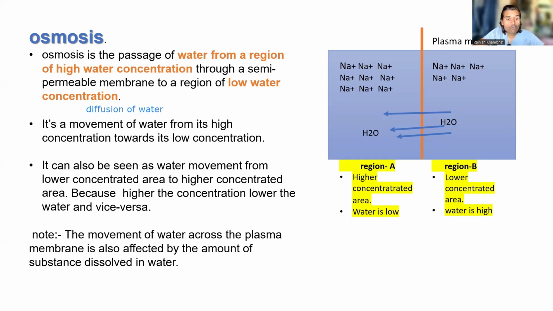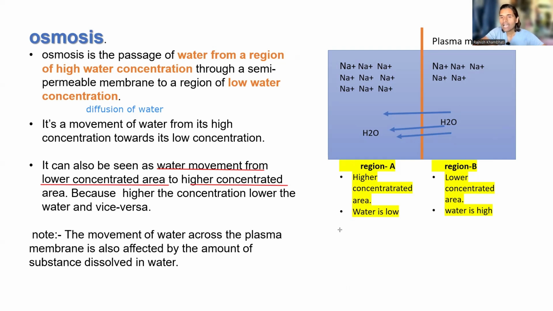as water movement from... Now, the sentence is changing over here. This is the changed sentence, okay? Pay attention. Water movement from lower concentrated area to higher concentrated area. This is the reverse. From lower concentrated area, not concentration, to higher concentrated area.